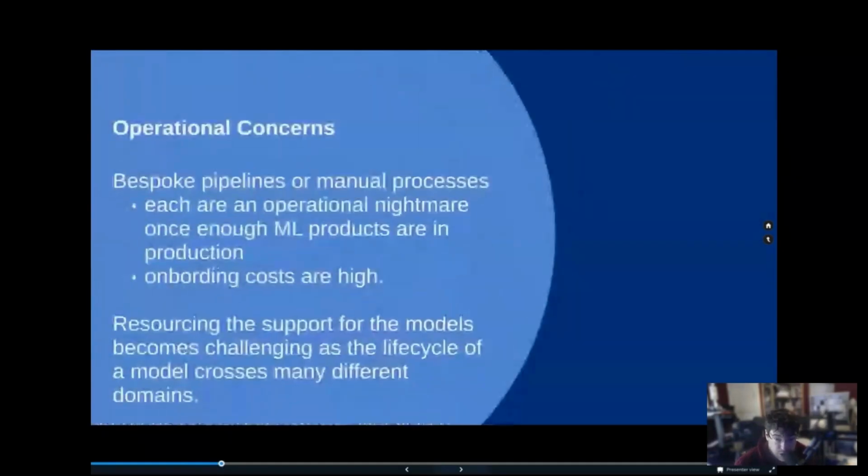And in this case, a large number can be 3. People are expensive, so what counts as a large number of people for an organization is not necessarily 20. And then you have your operational concerns. Bespoke pipelines. So when you get above 2 or 3, and each pipeline is completely custom.